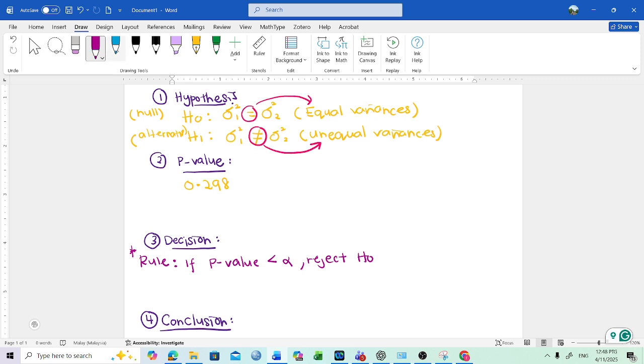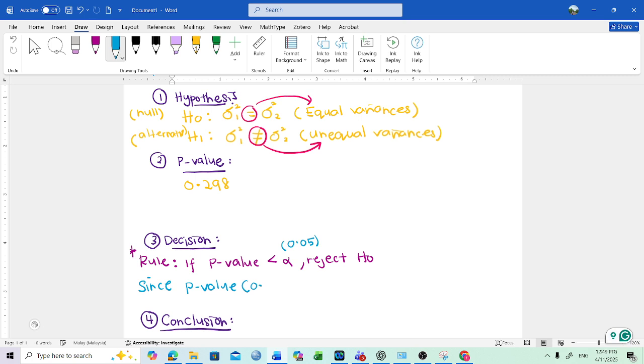Let's say that alpha here is 0.05, for example. So what is our decision? The decision is: please begin your answer with "Since p-value". What is the p-value?